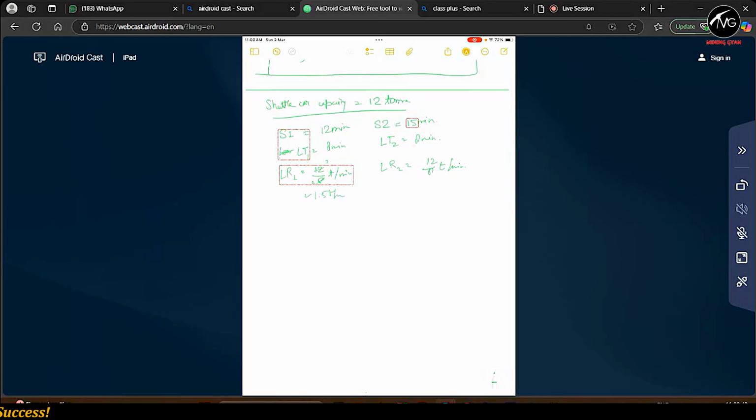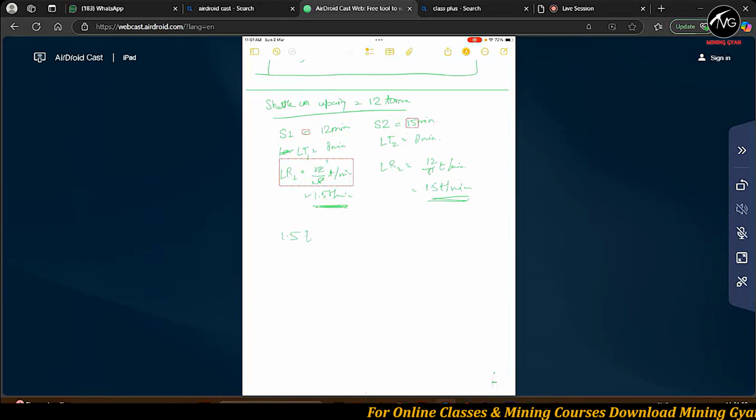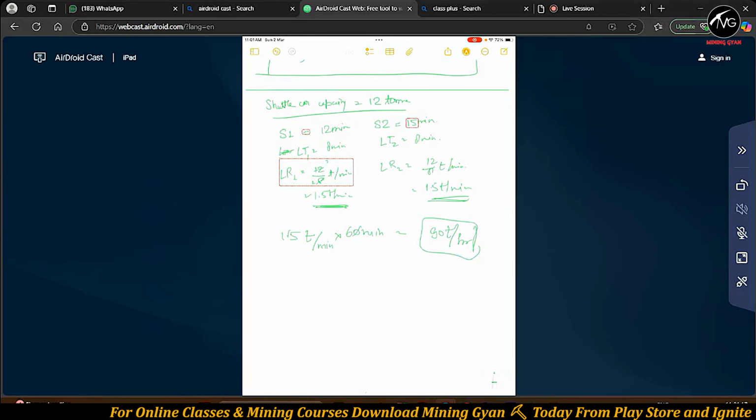The loading rate is 1.5 ton per cubic meter. What does that mean? If the continuous miner is running continuously, then it would be producing 1.5 ton of coal per minute. So the hourly production would be 1.5 ton per minute into 60 minutes, that would be 90 ton per hour it would be producing.